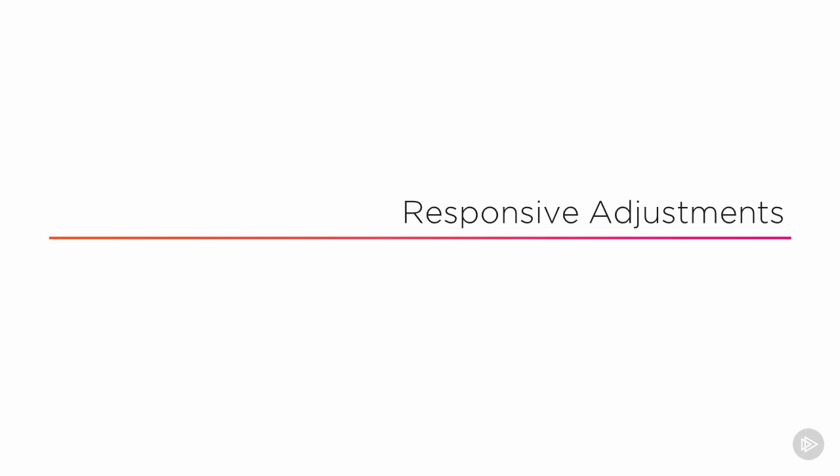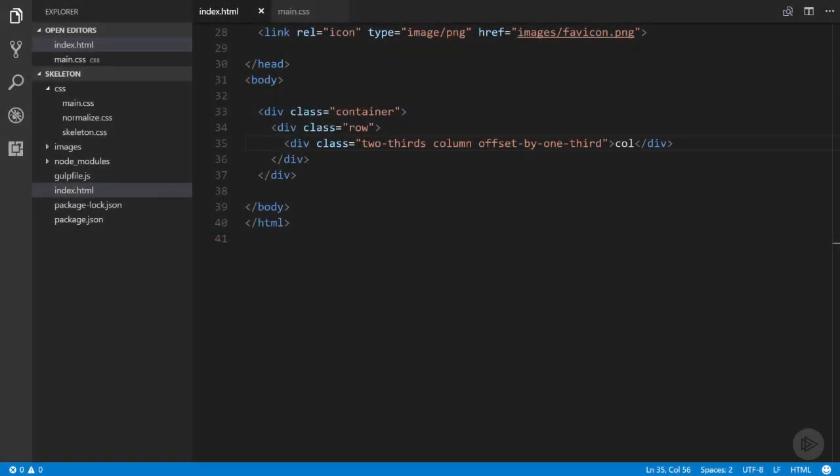By default, the container class in Skeleton is based on a CSS max-width property of 960 pixels. We can override this property with our own value to control the width of the container class. So let's restructure our columns real quickly to demonstrate this.